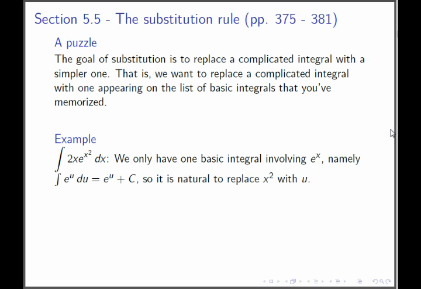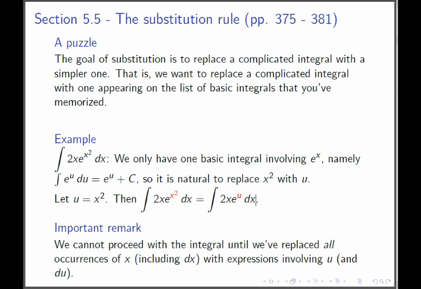To see how this is done, consider this integral that we were trying to compute just now. Well, we only have one basic integral involving exponential function, namely this one here. The antiderivative of e to a variable is just e to that variable plus c. So it's natural to try to replace this exponent x squared with just a single variable, u, let's call it. Okay, so let u equal this exponent, x squared.